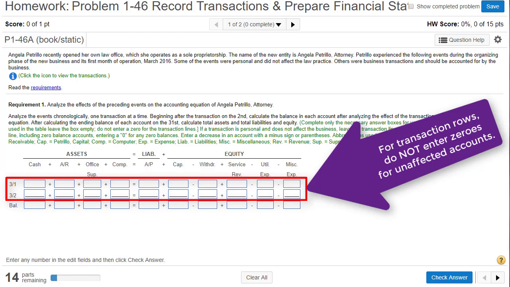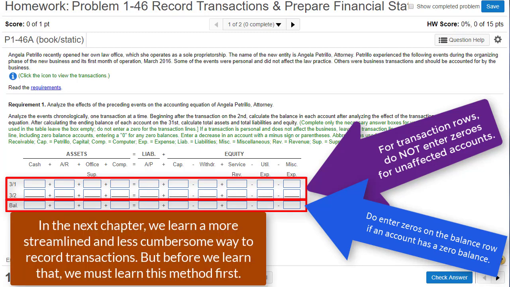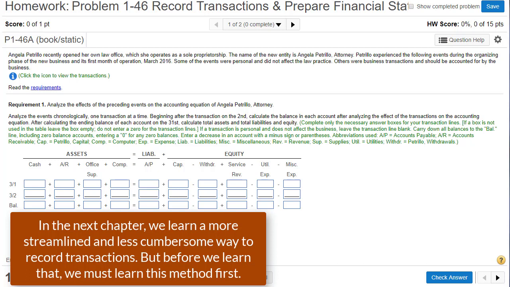We're going to carry down all balances to the BAL, the balance line, and we're going to include zero balance accounts, entering a 0 for any zero balances. So to summarize, do not enter zeros on the transaction lines, but do enter zeros on the balance rows if an account has a 0 balance. Enter a decrease in an account with a minus sign or parentheses. I always use a minus sign as there are fewer keystrokes for a minus sign when compared to using parentheses.